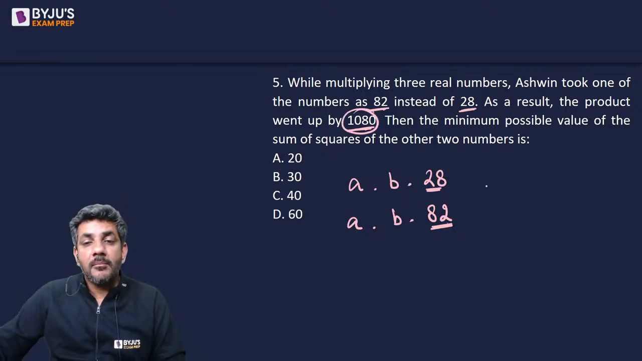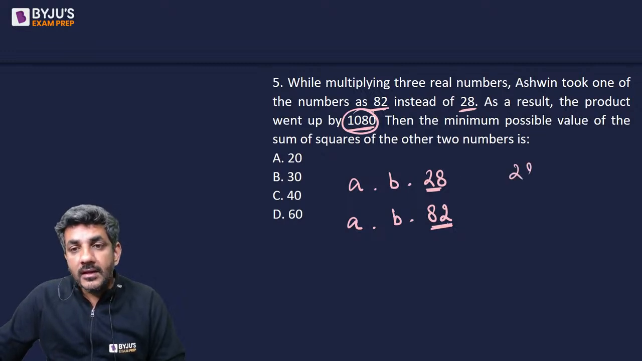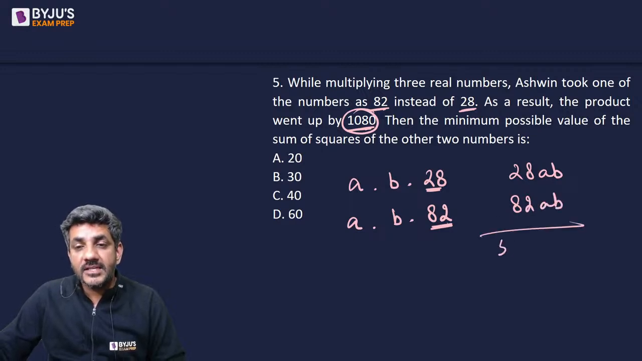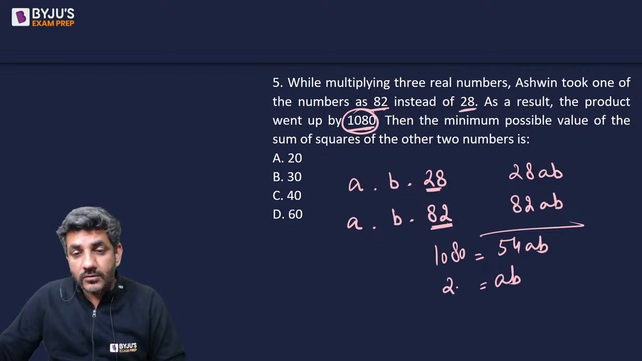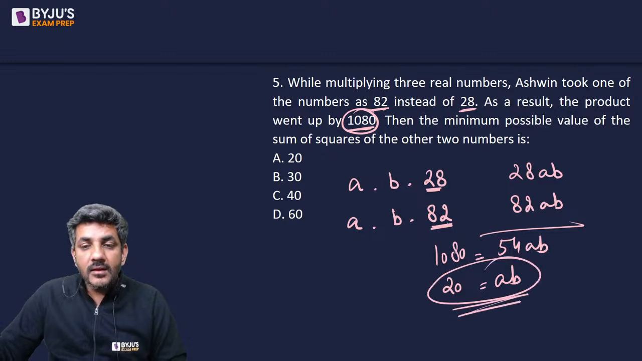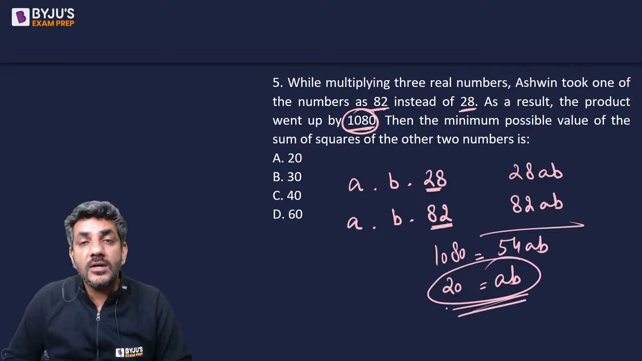Now just see by how much the product would go up. Initially, the product should have been 28 AB, but it has become 82 AB. The increase is their difference, which is 54 AB. And this 54 AB is given to us as 1080. If 54 AB is 1080, can I say AB is 1080 by 54, which is equal to 20? A into B is equal to 20.